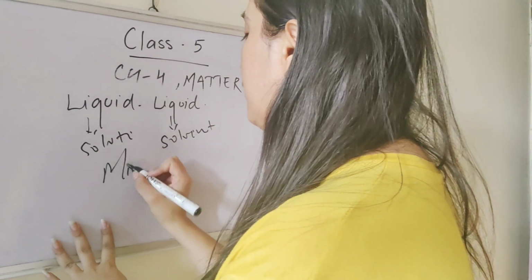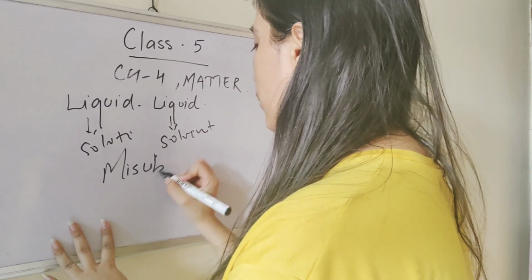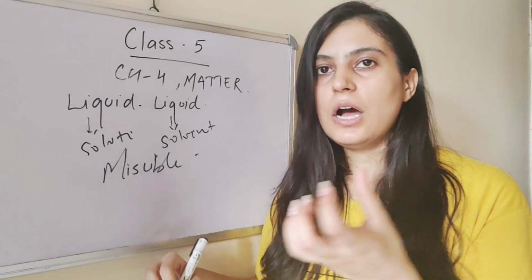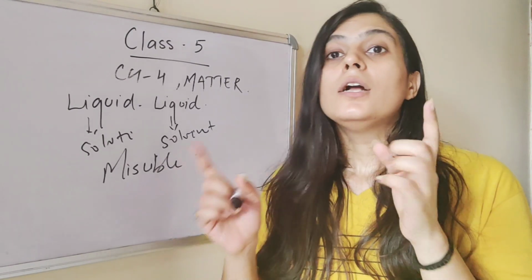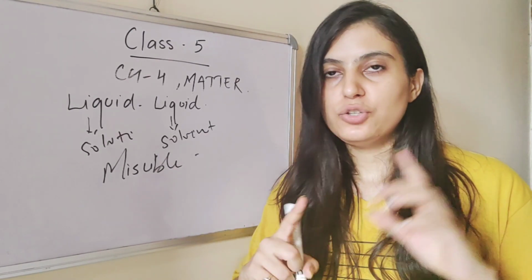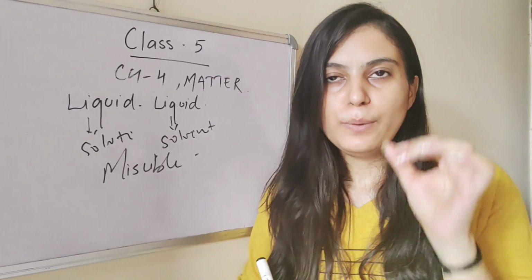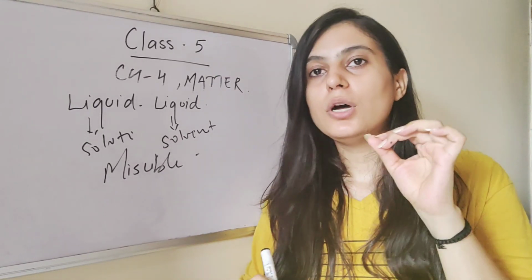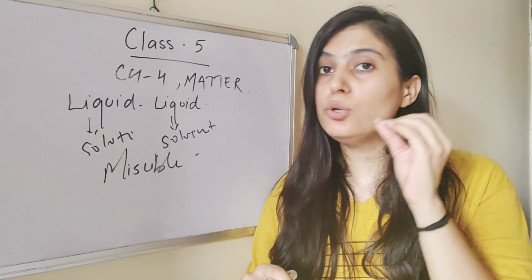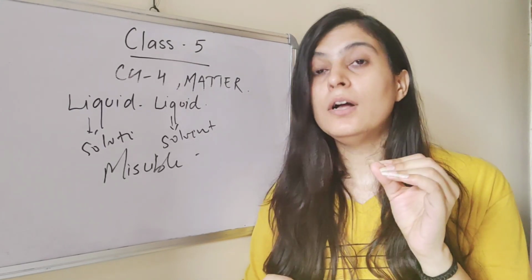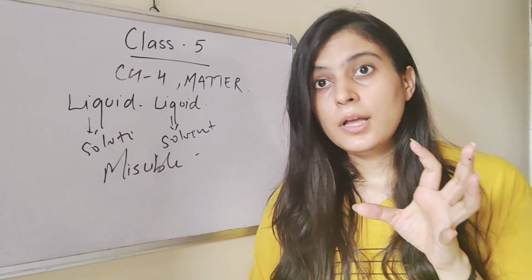What are miscible liquids? Miscible liquids are the liquids in which the solute and solvent completely dissolve in each other. For example, when you add milk into water, you will see that the milk gets completely dissolved and you cannot separate milk from the water.